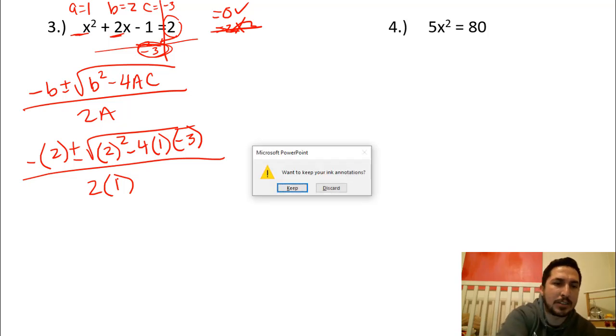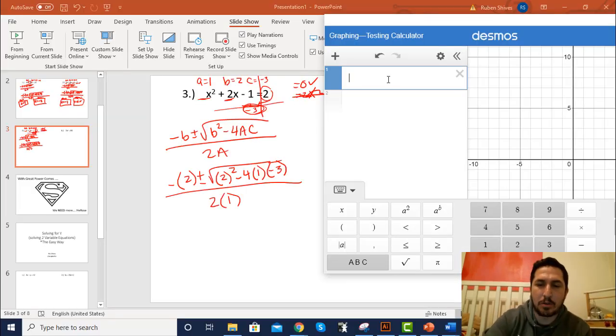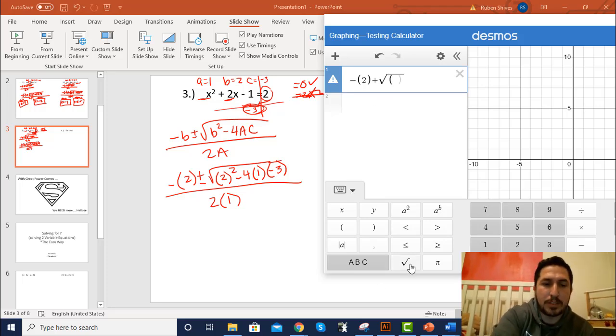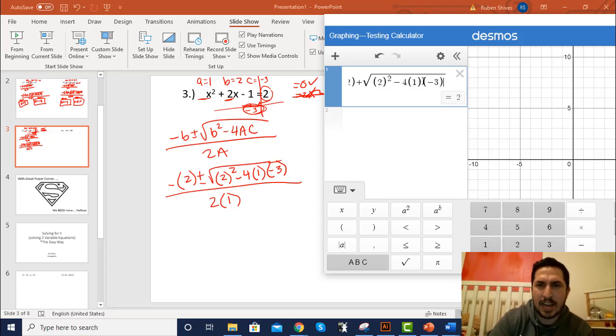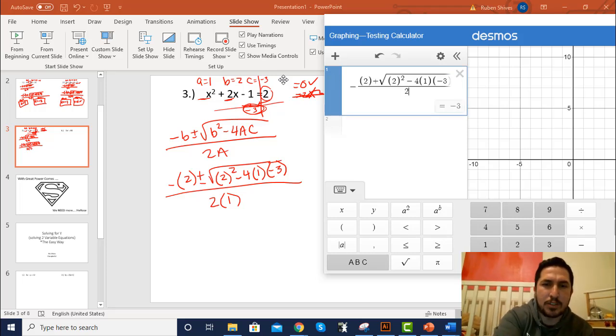Now I got to go back and type that in. Let's go. We clear the old guy, type in the new guy, negative parentheses 2. Let's do it with the plus sign first. Pull up the radical, parentheses 2, close the parentheses, and then square it. -4, parentheses 1, close parentheses, open parentheses, -3, close parentheses. Highlight this whole guy right here. Divide it by 2, parentheses 1.